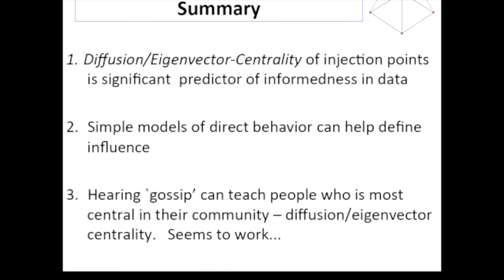Okay, so summary: diffusion centrality and eigenvector centrality of the injection points is a significant predictor of informativeness. A simple model of direct behavior can help define influence. And let me say methodologically why I think this is important. This is a very specific application. It happened that this measure works fairly well. It might work well in other contexts also.